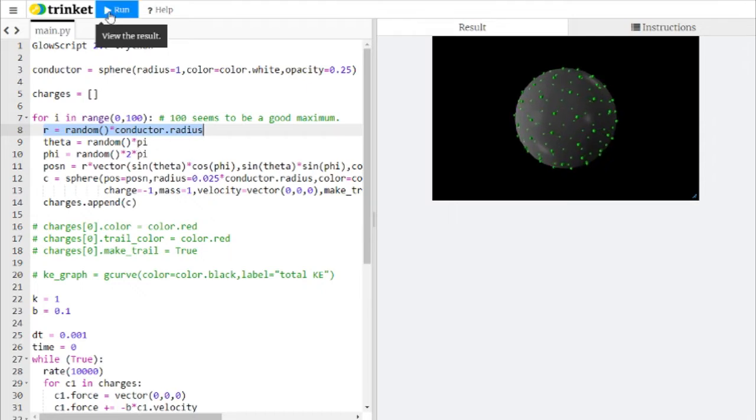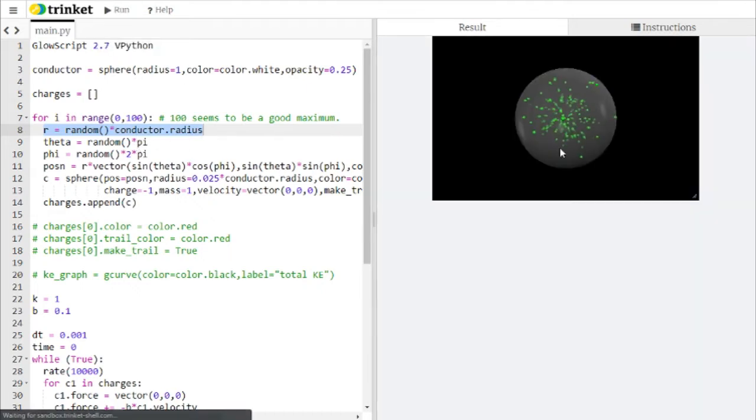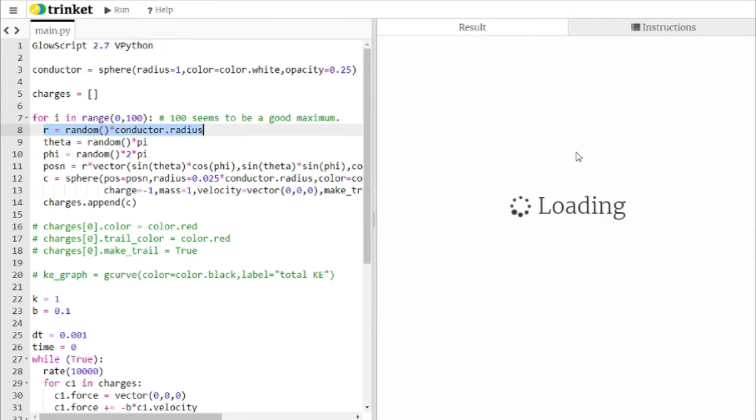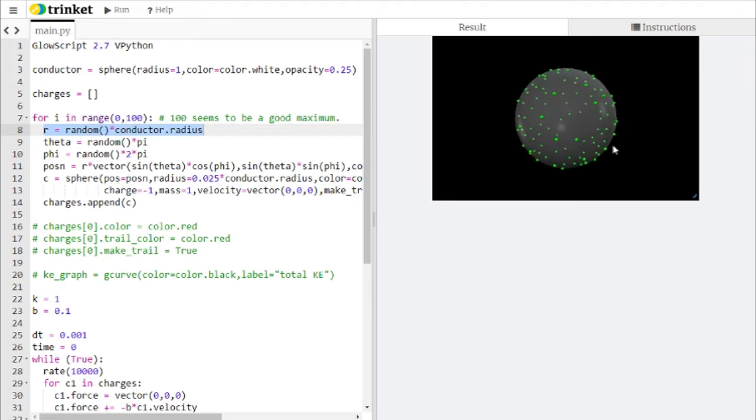So watch what happens when I click run here. All those electrons start out somewhere in the middle, right? You can see that at the beginning here, that they start out in the middle, and then they fly out. We'll get to the flying out in a minute, but what I want to point out now is that they start out there in the middle.